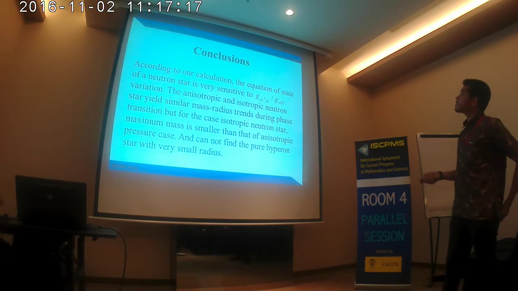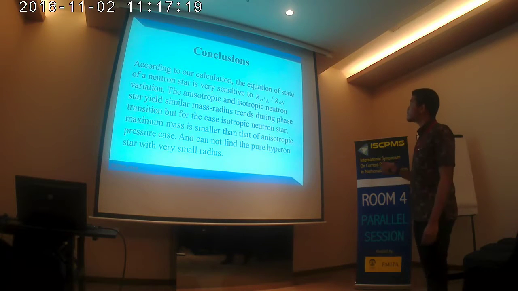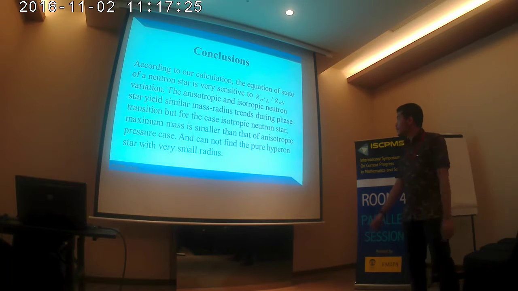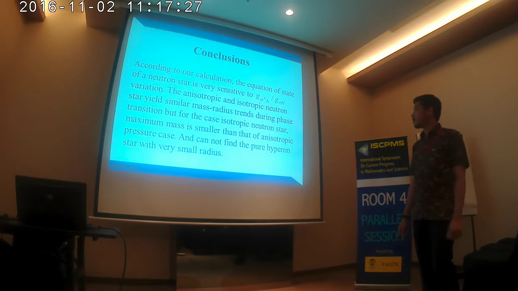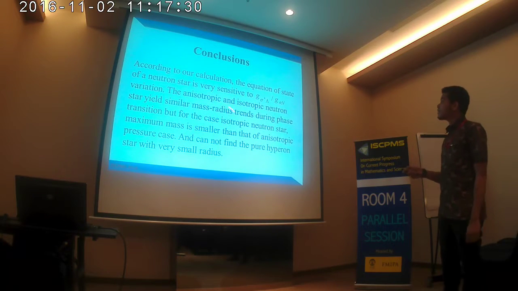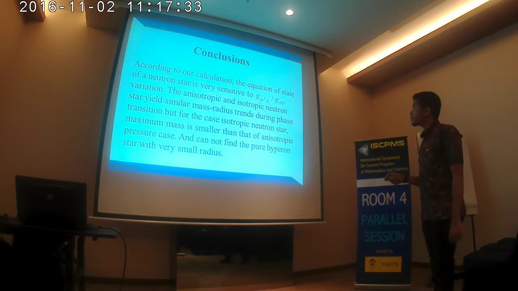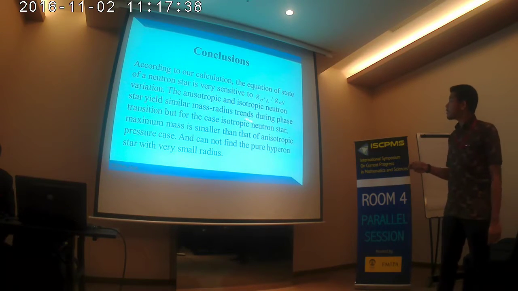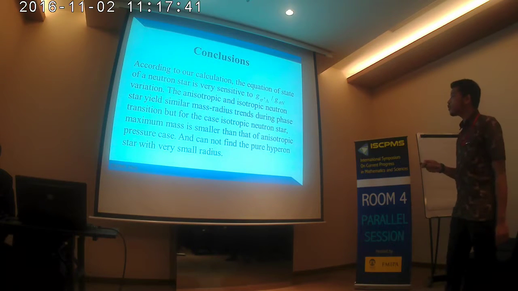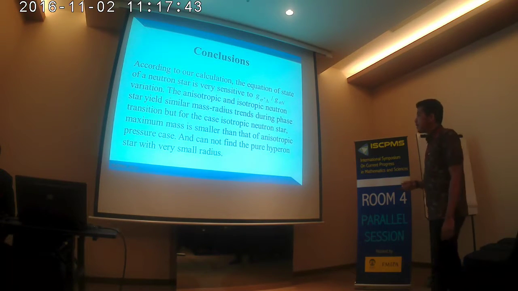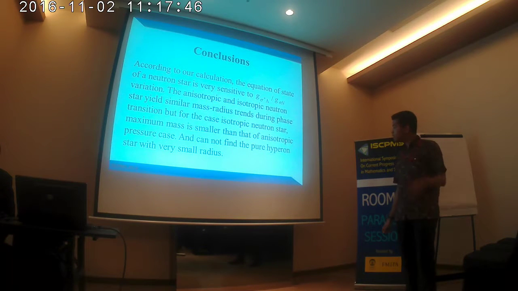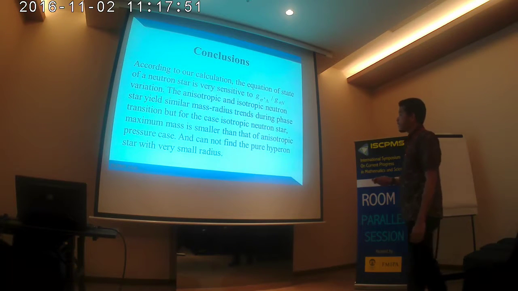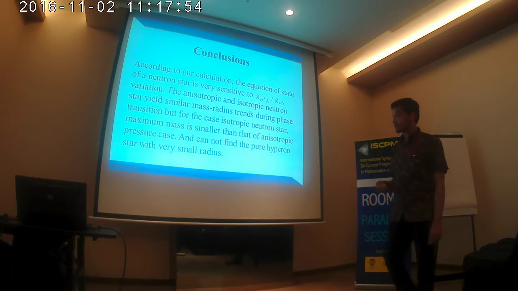So the conclusion is we can see the equation of state of neutron star is very sensitive to the G sigma star lambda divided by G sigma n coupling constant variation. And then for the case of anisotropic and isotropic, we can see a similar trend, but for the isotropic pressure we got a smaller mass, and we cannot find the hyperon star like Jorgen Tuckner-Billig's result. Thank you.